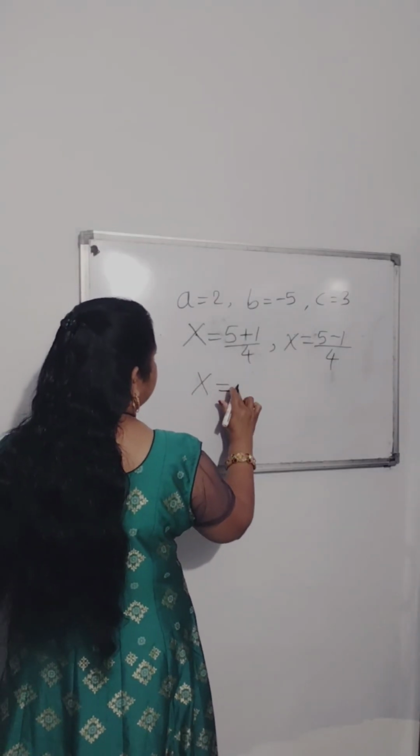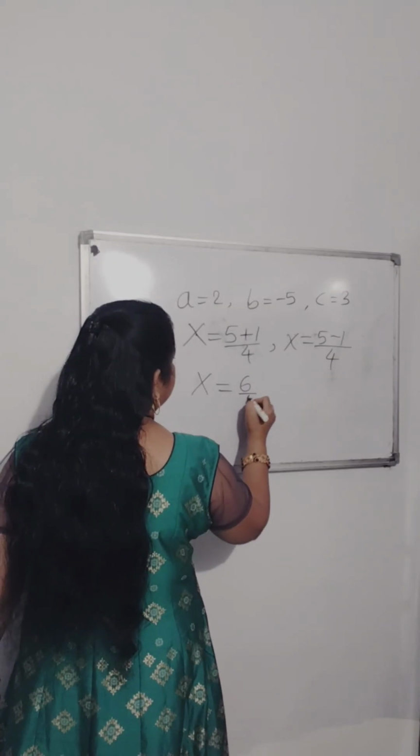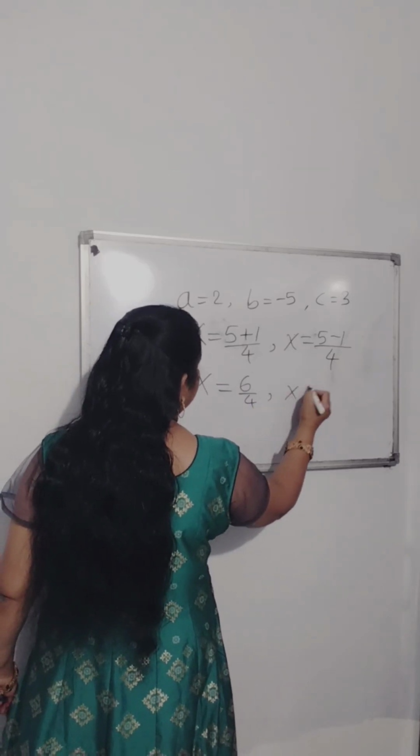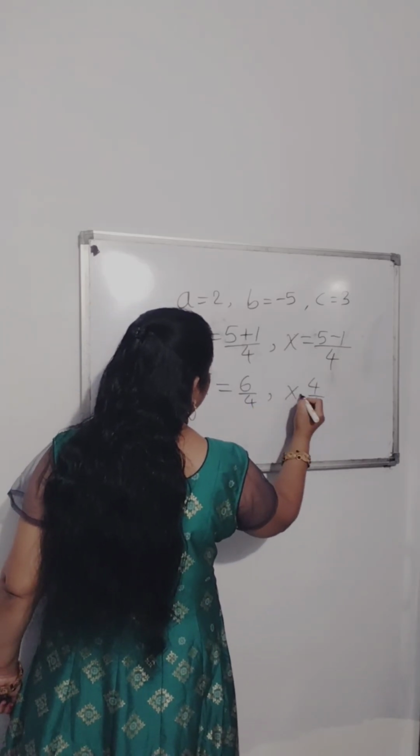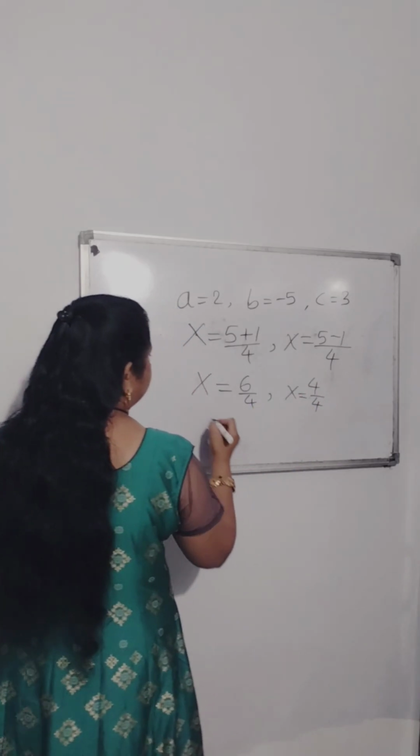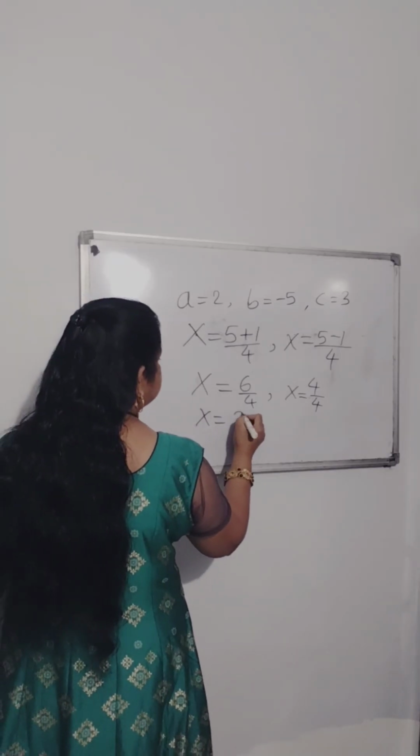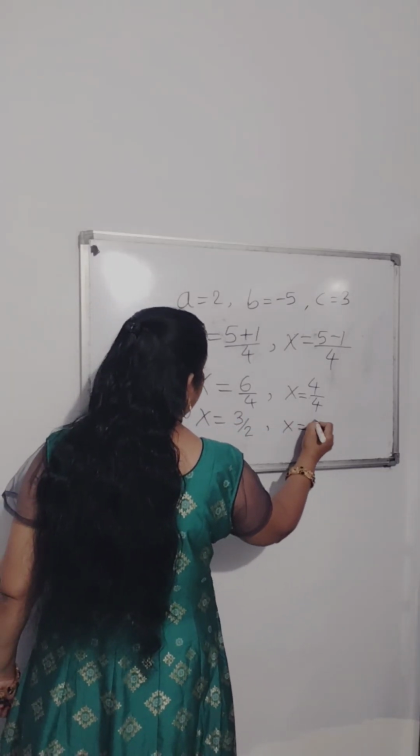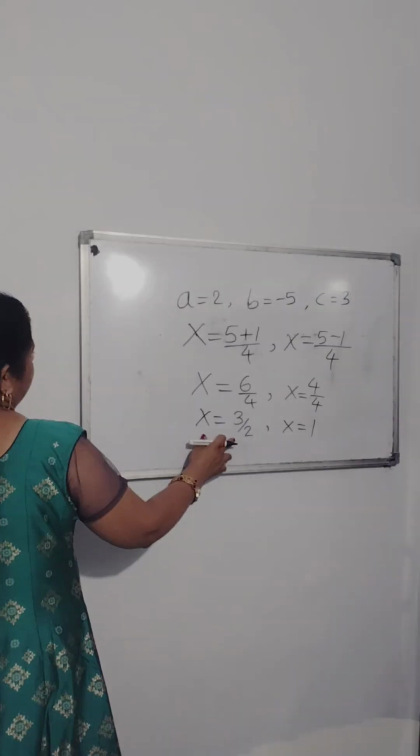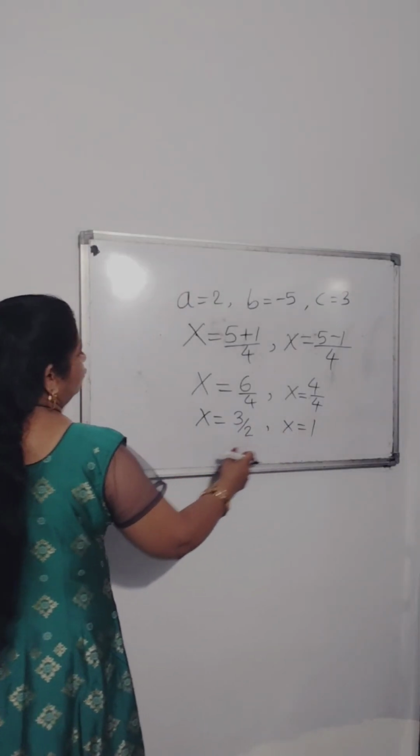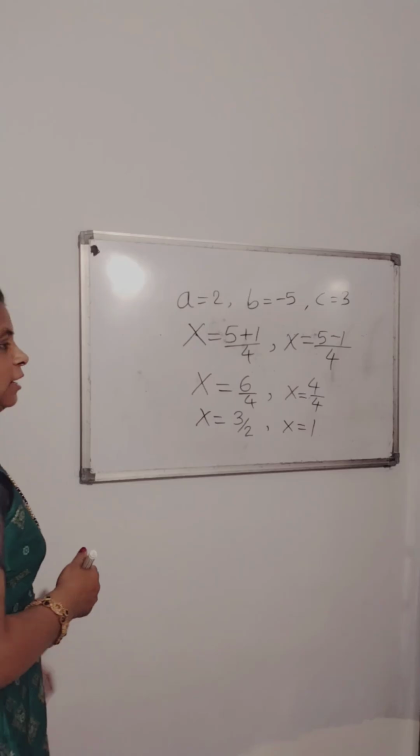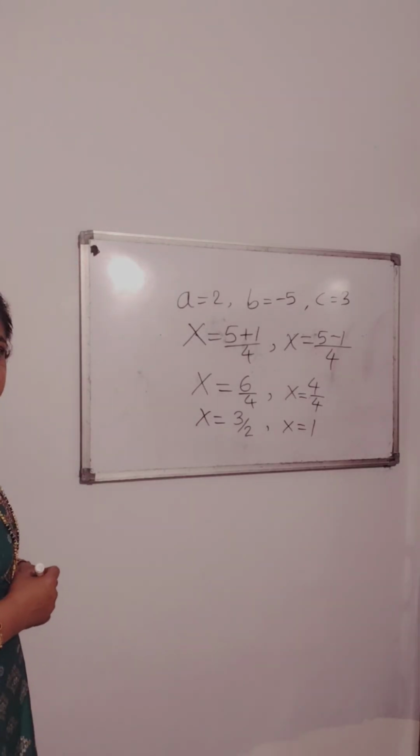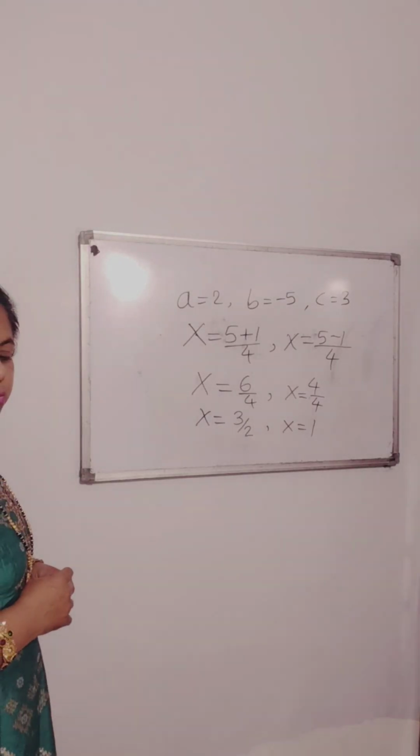Therefore, x is equal to 6 upon 4 and x is equal to 4 upon 4. After simplification, we get x is equal to 3 upon 2 and x is equal to 1. Therefore, x is equal to 3 upon 2 and x is equal to 1 are the roots of the quadratic equation 2x square minus 5x plus 3 is equal to 0.